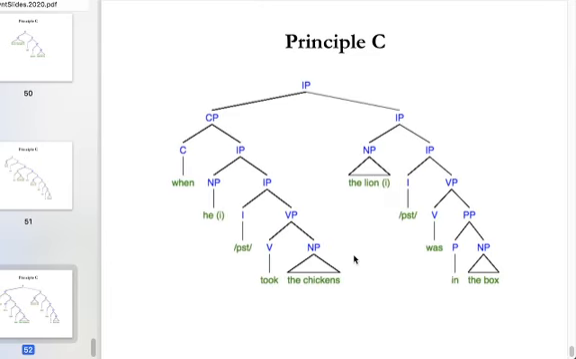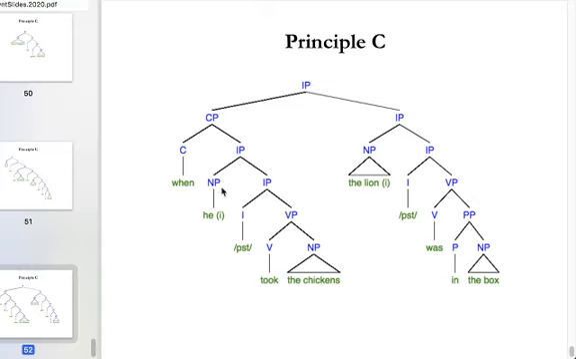Finally, we get to the tricky case, the reverse binding case, and this is where the original theory, that the R-expression has to precede the pronoun, broke down. It doesn't work for this example. When he took the chickens, the lion was in the box. No problem in English for these to co-refer. In this sentence, it's fine for he and the lion to refer to the same animal. So why is this? Well, our linear order theory completely breaks down and makes the wrong prediction here. The C-command theory still gets it right.